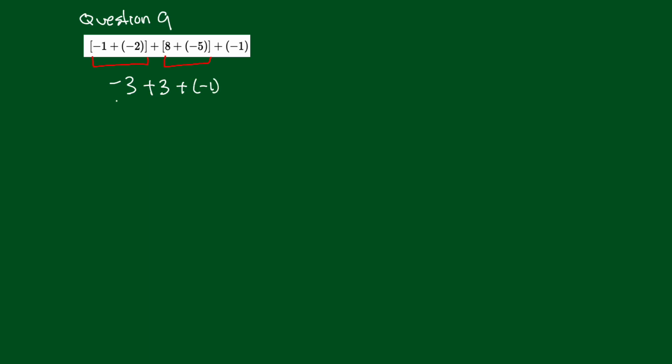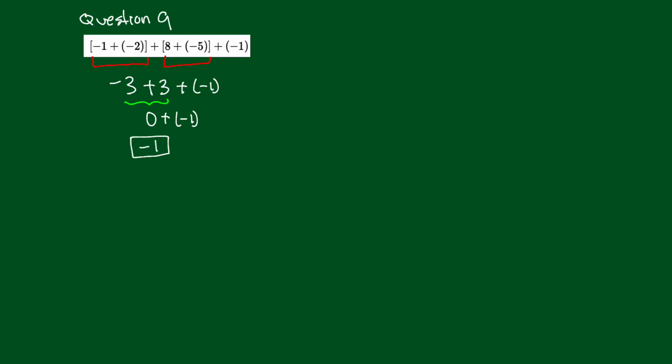Now, just working left to right, all I have is addition here, right? So just working left to right, I've got addition and addition. So just working left to right here, -3 plus 3, that's just 0 plus -1. And 0 plus -1 is just -1.